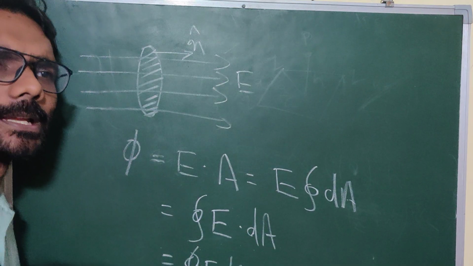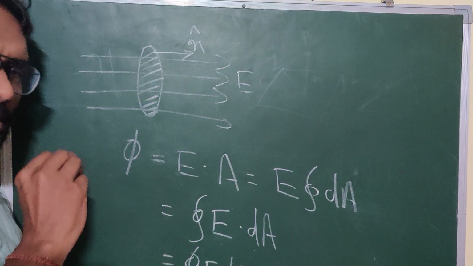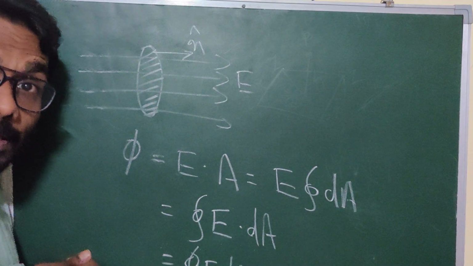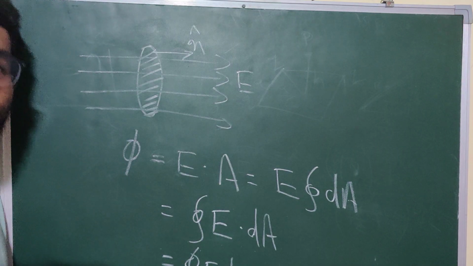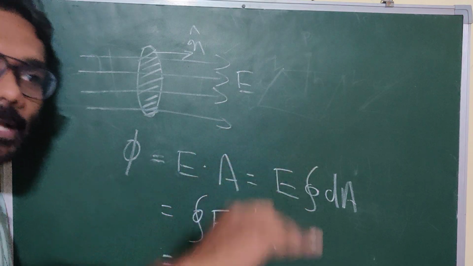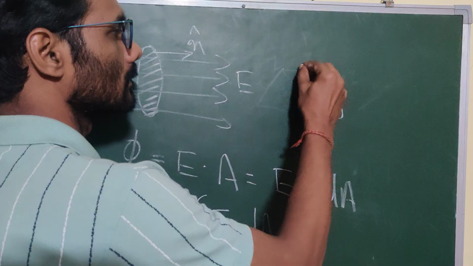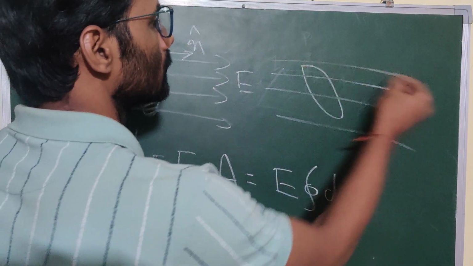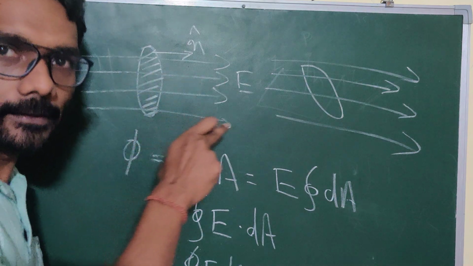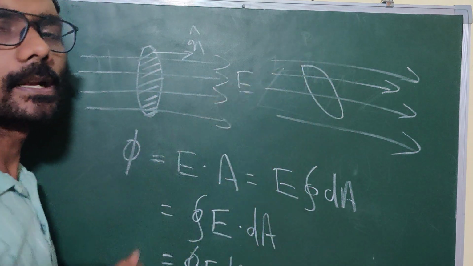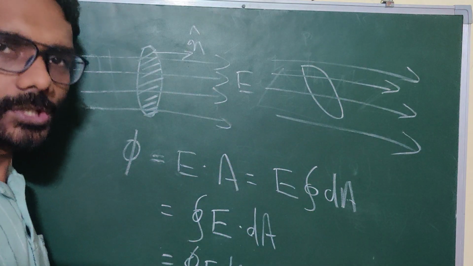So electric flux is how many electric field lines pass through the area. That means if theta changes, the electric field lines through the area will decrease or increase, and the electric flux will also change. Here all electric field lines are passing through the area, but here only some are passing, so the flux will be less because the angle has changed.